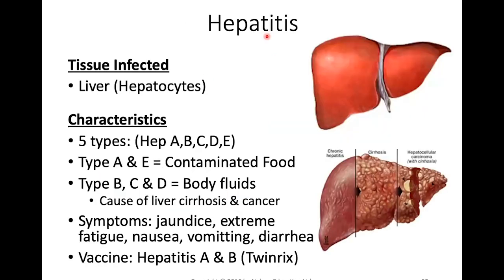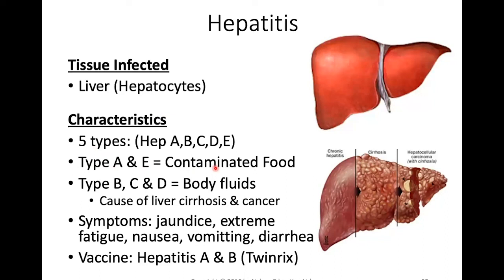With hepatitis, this virus has very specific receptors that bind to receptors on the surfaces of the hepatocytes. Remember, hepato referring to liver, so these are the cells that make up our liver. There's 5 different types of hepatitis, A through E. Type A and E are passed on through contaminated food. So this is known as the fecal-oral route.